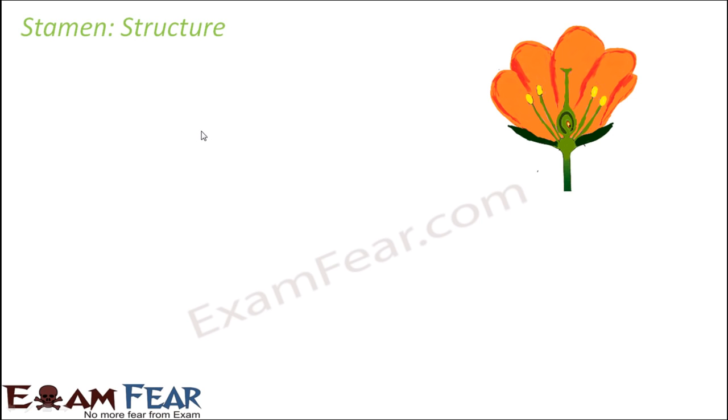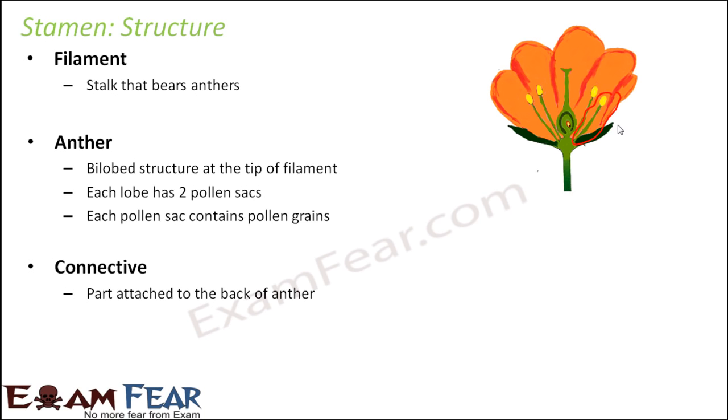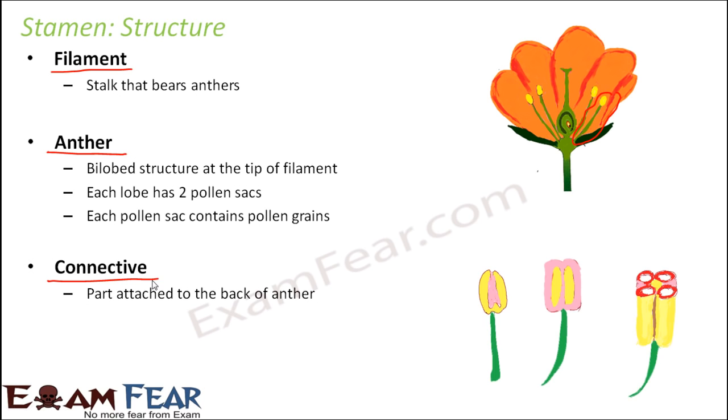So let us start with the structure of the stamen. When I say stamen, I am talking about each individual stamen. So let us see what is there in this stamen. The stamen can be broadly divided into three parts. The first part is the filament. Filament normally means a tube-like structure. It is the stalk that bears the anther. So the three parts are filament, anther and connective. These are the three parts of the stamen.